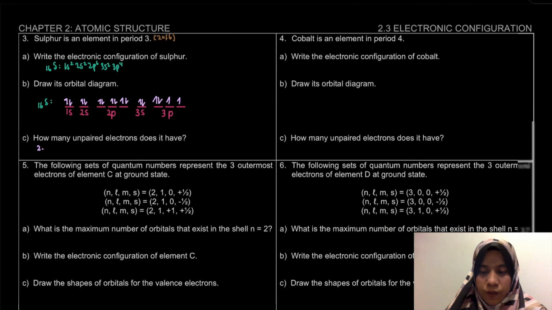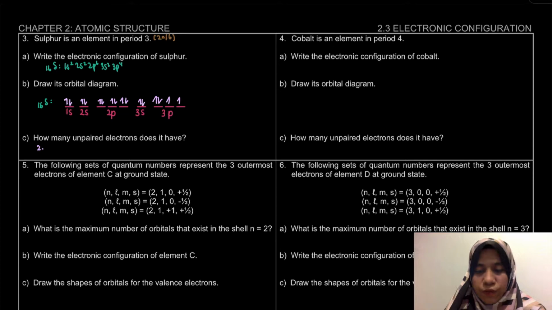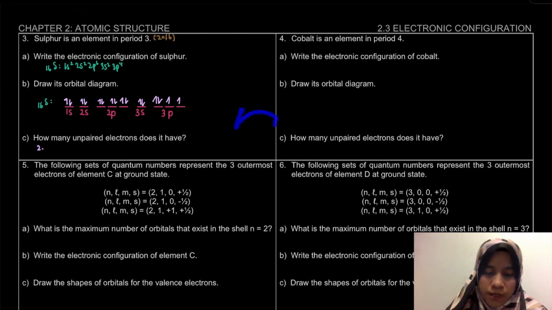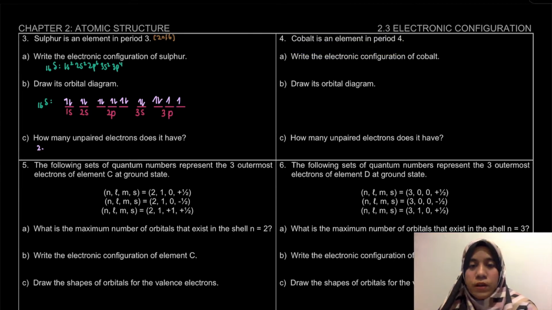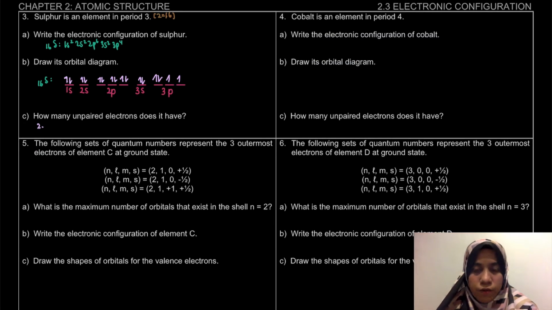Okay. So question number 4, I believe you could try yourself. It's the same as this one. Just make sure that the number of protons, you look at your list of constants. Now let's look at question number 5.